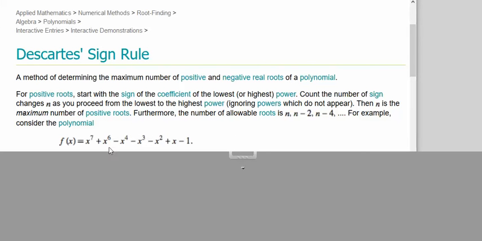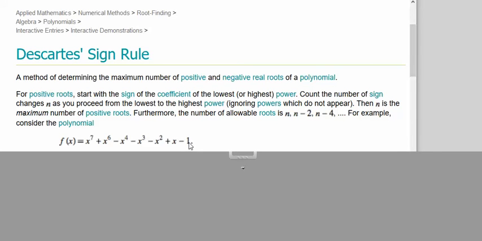So let's consider this big long polynomial here, which is a 7th degree polynomial. The fundamental theorem of algebra says that there's going to be 7 solutions or 7 zeros. Some of them might be complex and we might have some multiples, but there's going to be 7 solutions.